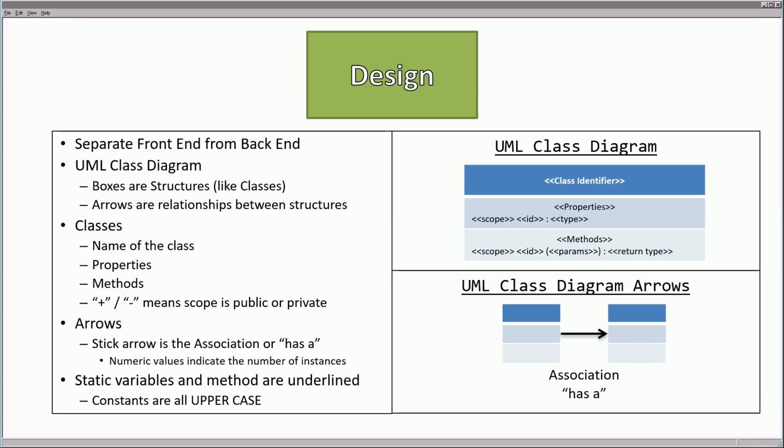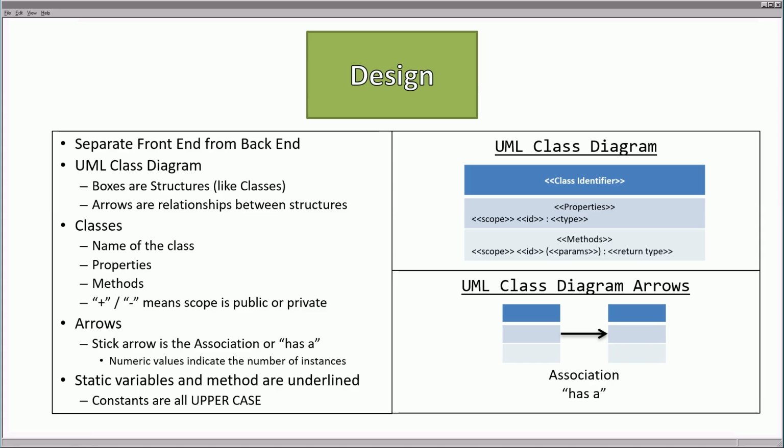Now, in a UML class diagram, whenever we're creating this type of class, what we have are a box with a couple of different sections. The first section is the identifier of the class. This next section are all of the properties, such as constants and instance variables. The next section are the methods. So these are the actions that this class will do.